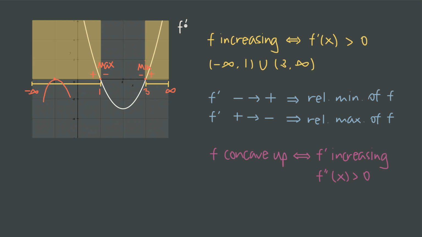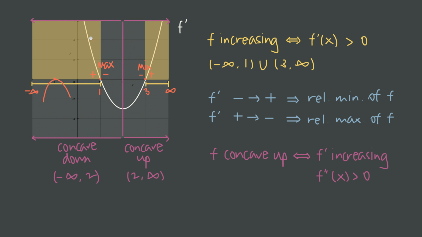That means that f is concave up wherever the derivative is increasing, not where the derivative is positive, where it's increasing. That means we're looking at whether this graph is going up or down, not whether it's above or below the x-axis. So given this derivative, we see that it is increasing from x equals 2 all the way out toward positive infinity. So because the derivative function is increasing on that interval, the original function f has to be concave up on that same interval. And then similarly, because the derivative is decreasing on this interval, negative infinity to 2, that means the original function f has to be concave down on that interval.